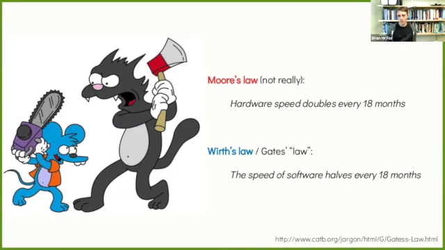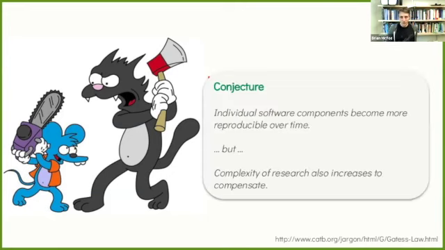I think something similar happens in reproducibility. So my conjecture here: our individual software components actually have gotten better, have improved, have become more reproducible over time. I think that is not controversial. But I think it's also true that the complexity of the problems that we approach and the solutions that we engineer around them have increased to compensate for that. So reproducibility, I think, is not that much easier now than it was 10 years ago, even though the individual components are better. This is a conjecture. If you disagree with this, I would love to talk about it in the panel session later, but this is kind of my premise going forward.